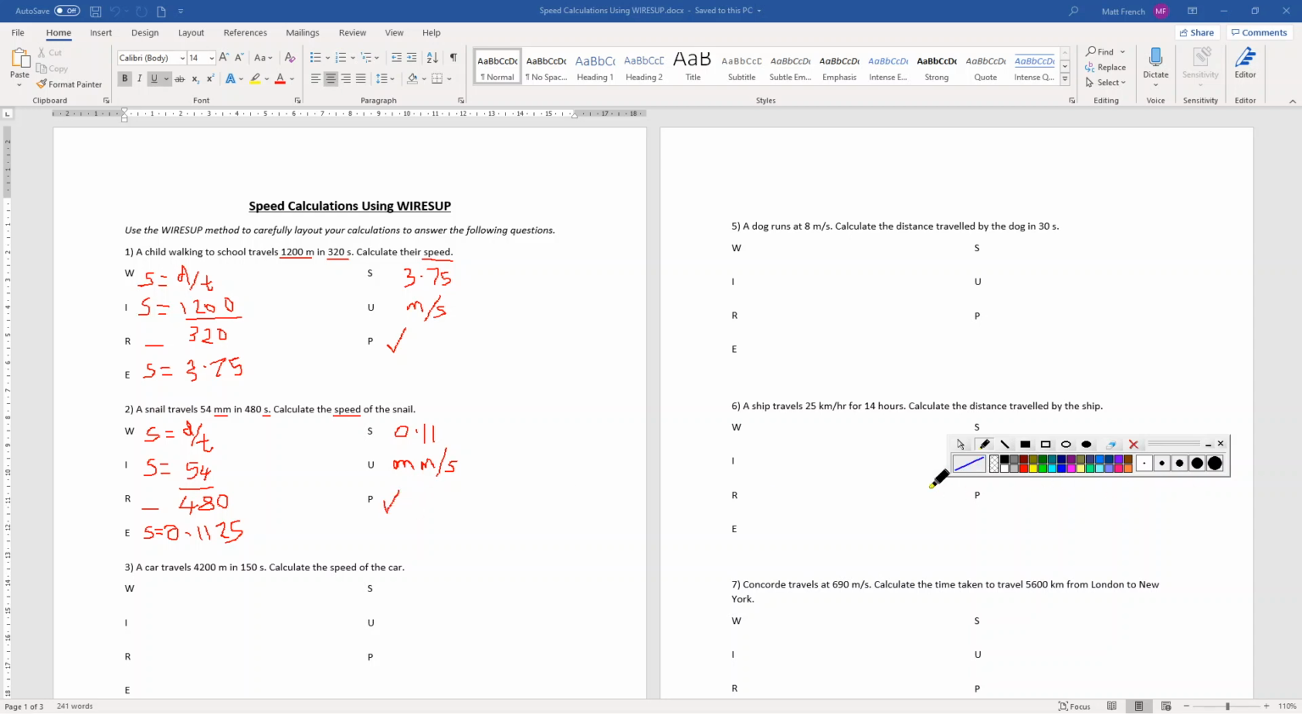If you chose to do the conversion to meters, then this line here would have read 0.054. What you've done is you've divided 54 by 1,000. There's 1,000 millimeters in a meter. So you would have that calculation to evaluate, and your final answer would end up as 0.00011 meters per second, and that's perfectly fine as well.